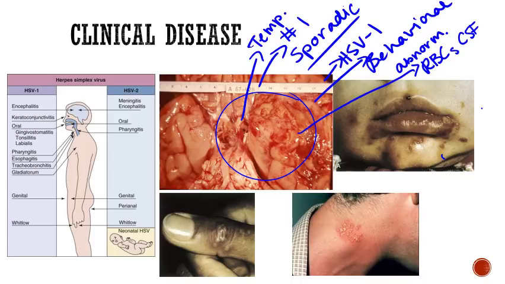The other thing that we note with herpes encephalitis is that these patients, I mentioned the behavioral abnormalities, also tend to have hallucinations. And we think that is partially because of where the hemorrhage is taking place. So the most common cause of sporadic encephalitis is HSV-1. You see a lot of behavioral abnormalities, hallucinations, red blood cells in the CSF, and you're going to see hemorrhage in the temporal lobes.